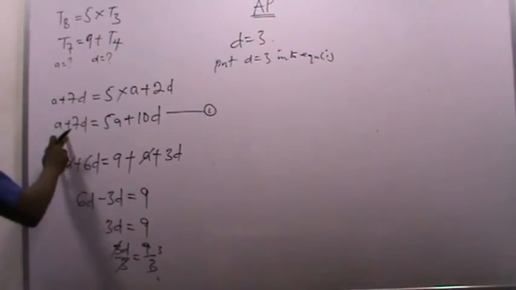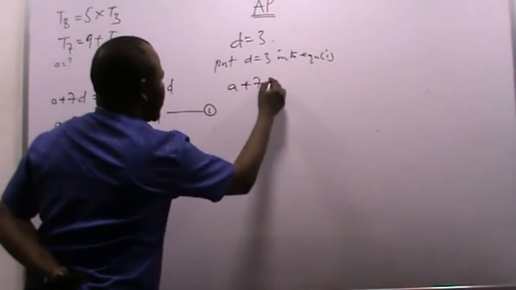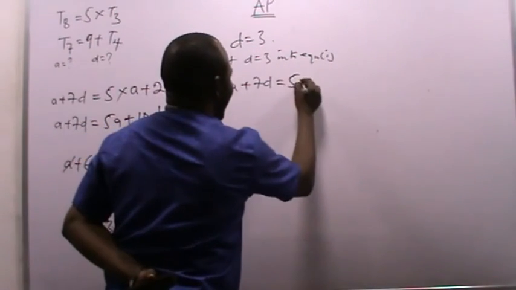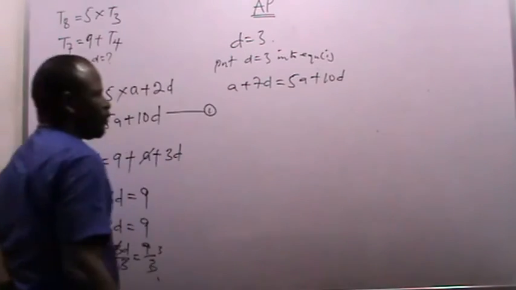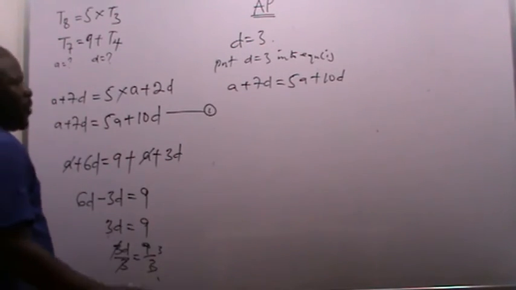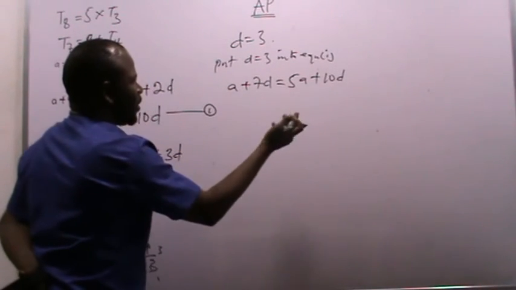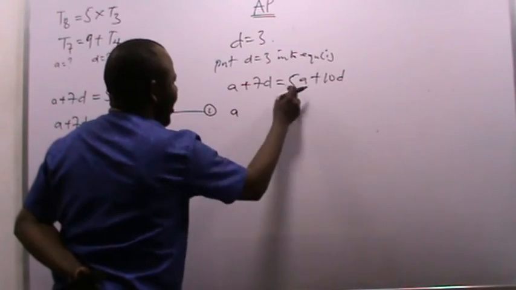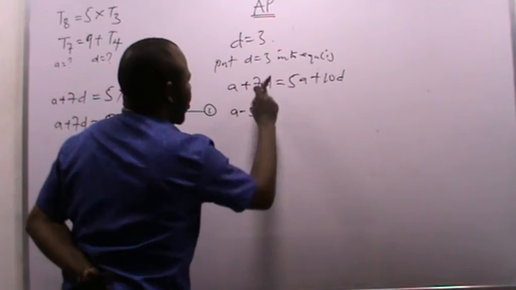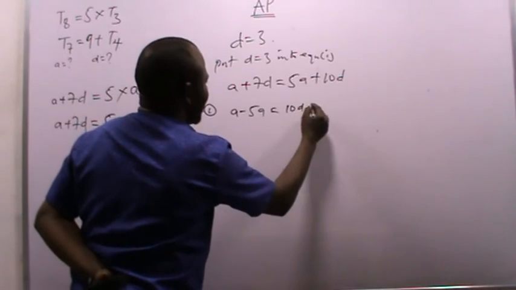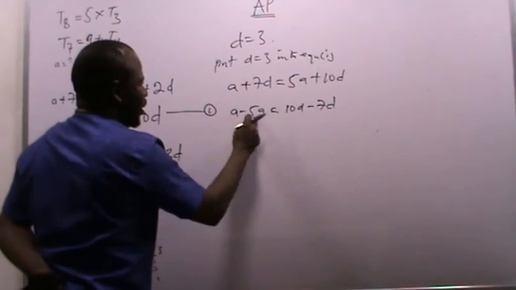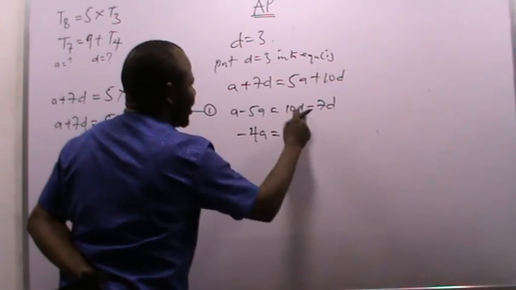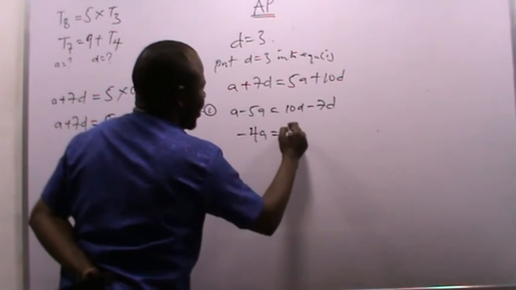What was our equation 1? A plus 7D equals 5A plus 10D. So what do we have? We collect the like terms. This one can go here, this one comes here. So you have A minus 5A equals, if this one goes here, 10D minus 7D. So A minus 5A will give me minus 4A equals 10D minus 7D. That will give me 3D.